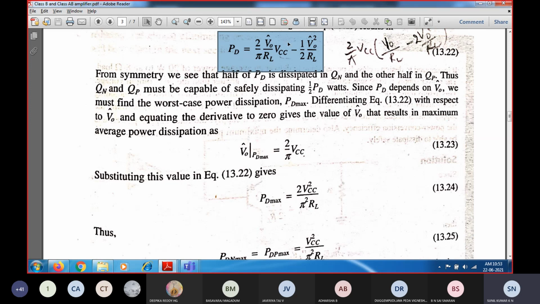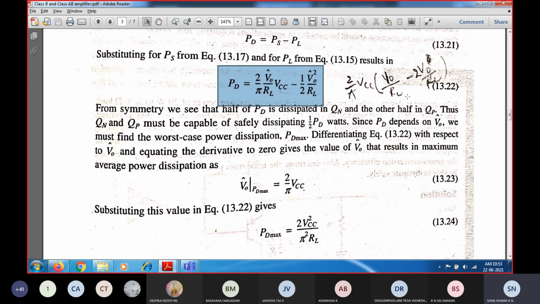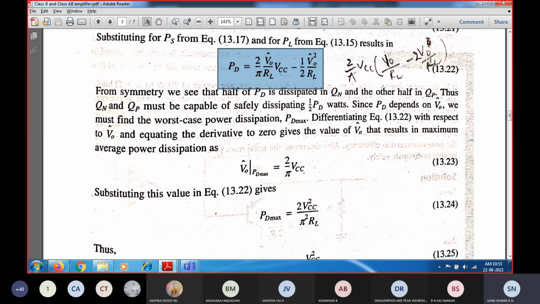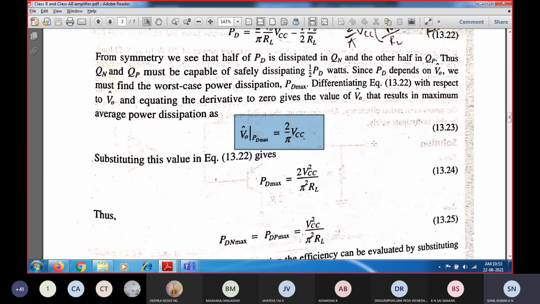By differentiating this equation 13.22 with respect to V naught, we can find the worst case power dissipation. The derivative of that equation should be equal to 0. 2 by pi VCC will be constant over here, and differentiating V naught by RL minus V naught square by 2 RL gives 1 by RL minus 2 times V naught divided by 2 RL. If you simplify this equation, you will get the V naught for the worst case as 2 by pi times VCC.